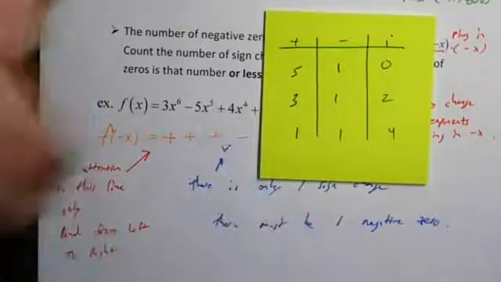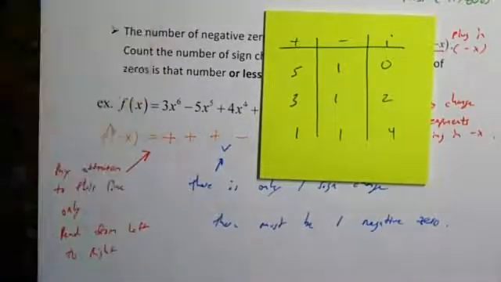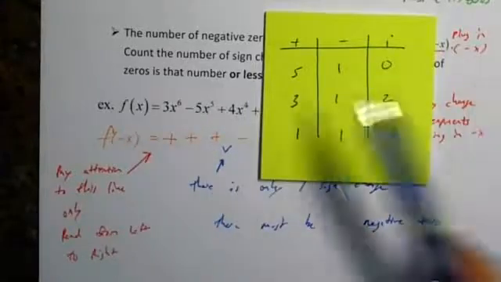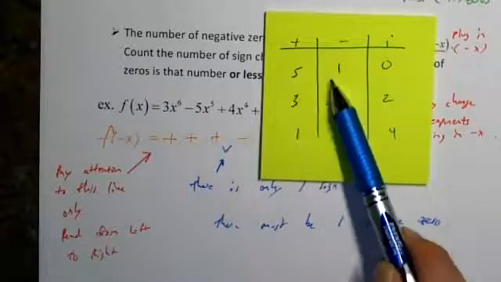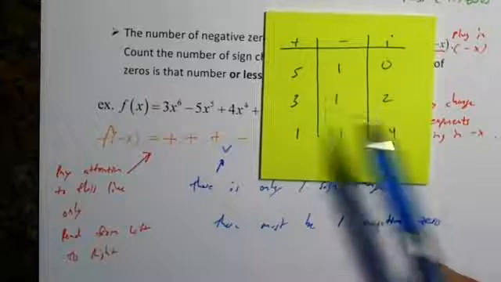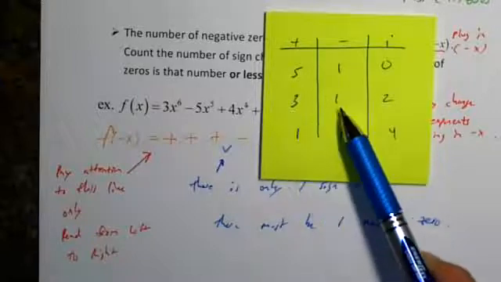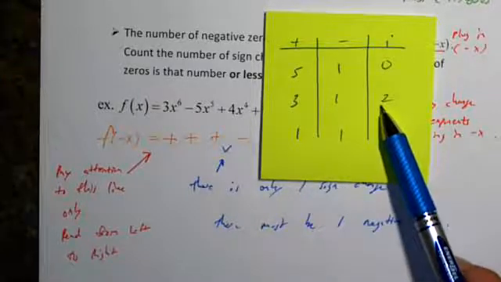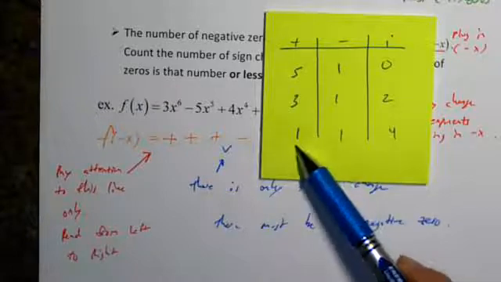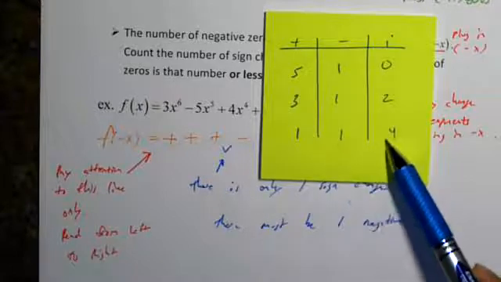So what we're saying is there could be, to this polynomial, 5 positive zeros and 1 negative zero. There could be 3 positive zeros, 1 negative zero, and 2 complex zeros. Or there could be 1 positive zero, 1 negative zero, and 4 complex zeros.